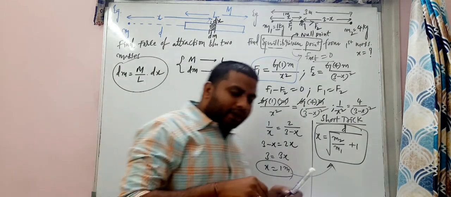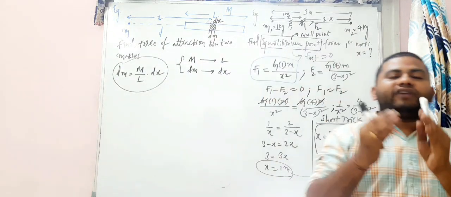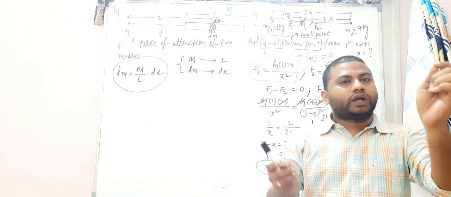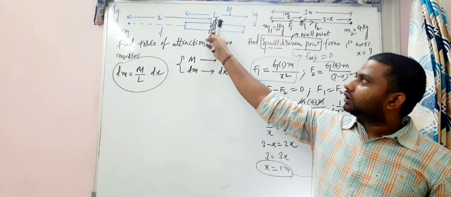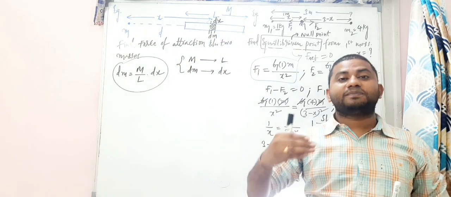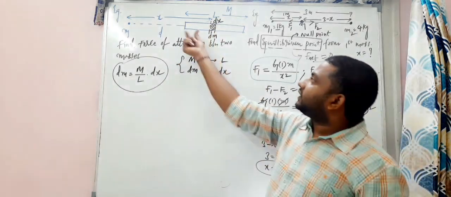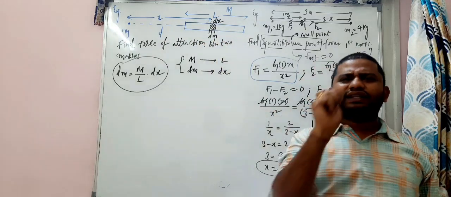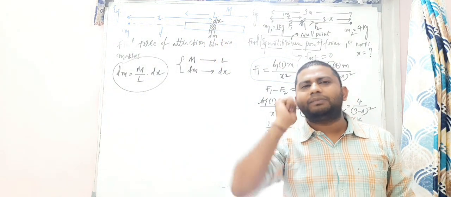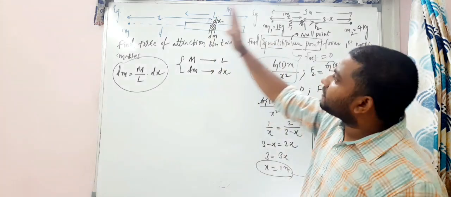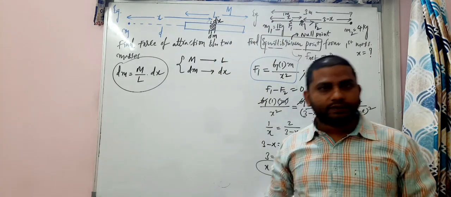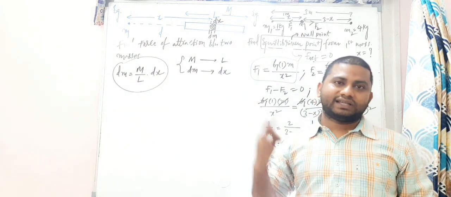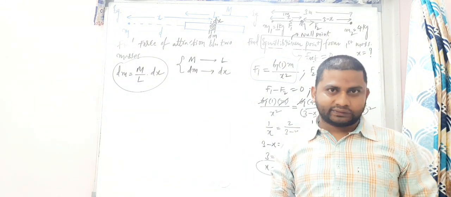This is the common procedure we follow when solving the gravitational force of attraction between one point mass and one continuous mass. There is a dm here, a dm here, a dm here. dm means a small mass element; it is not a single mass element. This rod has a continuous mass distribution. This is the only method, and you must follow it step by step to solve questions like this.